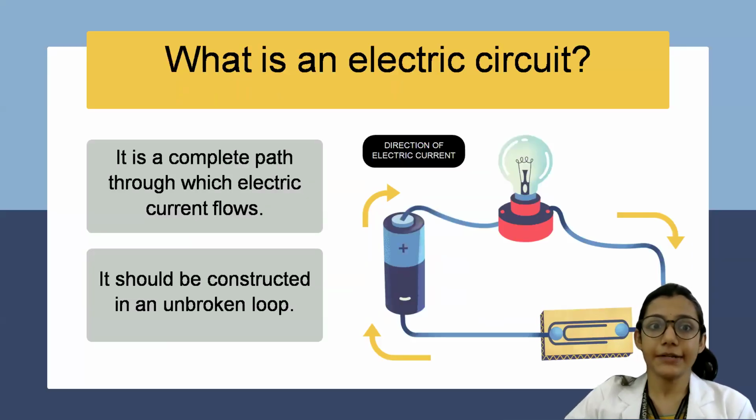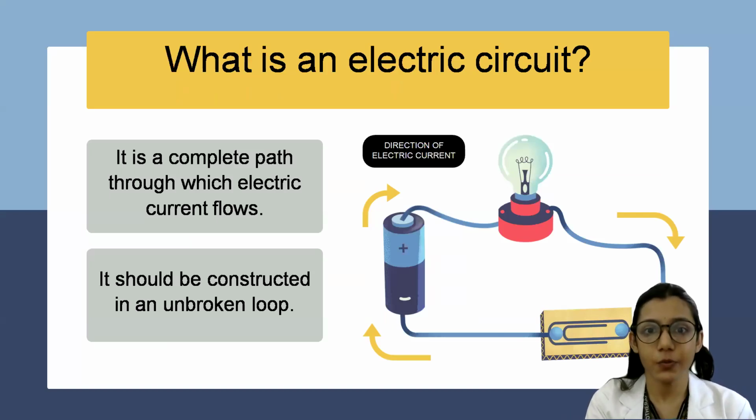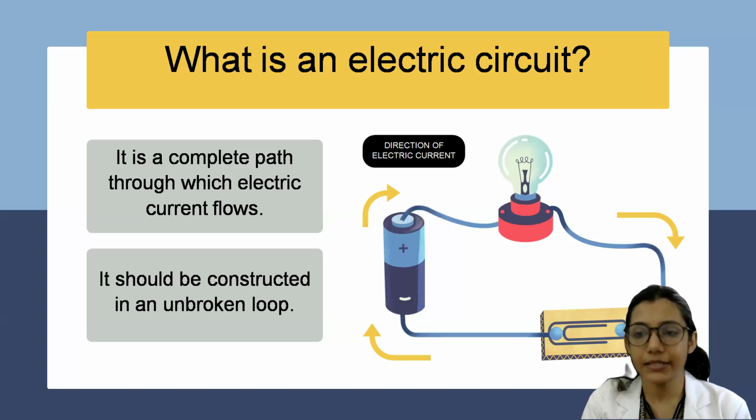So now, what is an electric circuit? According to the definition, it is a complete path through which the electric current flows. The flow of electric current or the electrons in the conducting system is known as an electric circuit. It should be constructed of an unbroken loop. Why an unbroken loop? Because the leakage of electric current can cause shock, either electric shock or earth shock, which is harmful for the patients as well as the therapist in our electrotherapy departments.